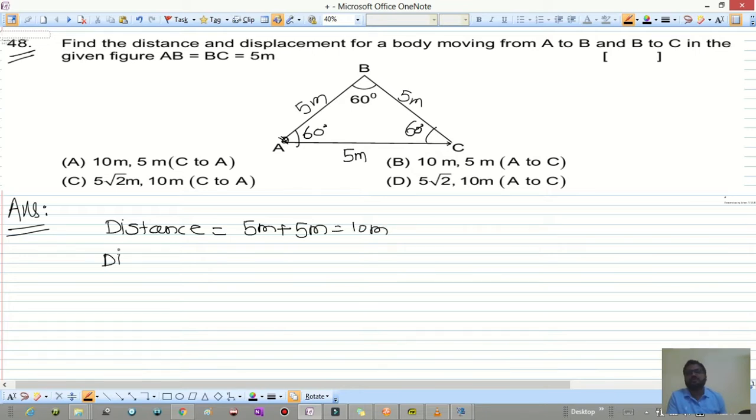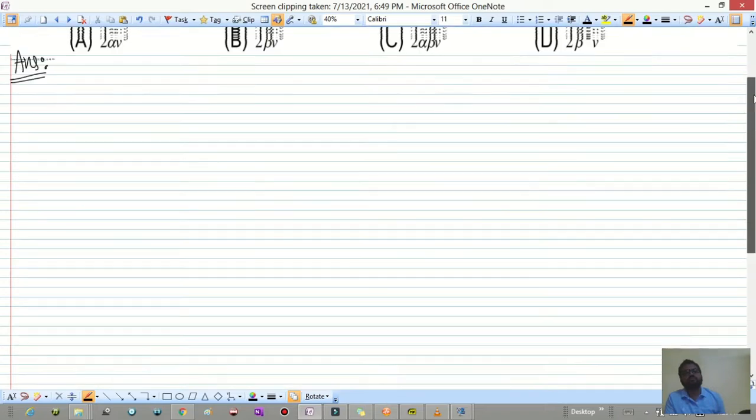And what about the displacement? Displacement is the shortest distance between the 2 points, A and C. Shortest distance is 5 meter. So 5 meter from A to C. So we have 10 meter and 5 meter from A to C, that is option B.